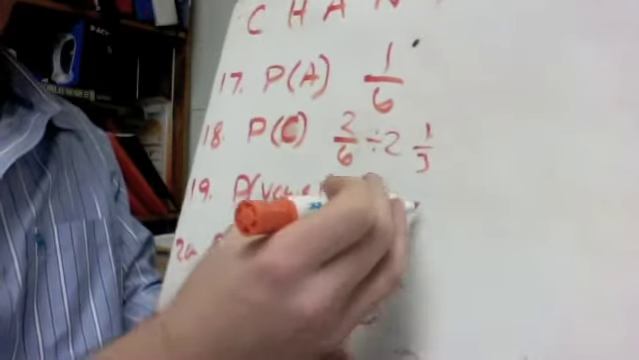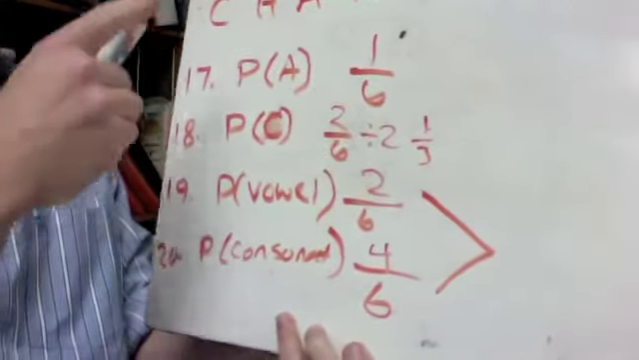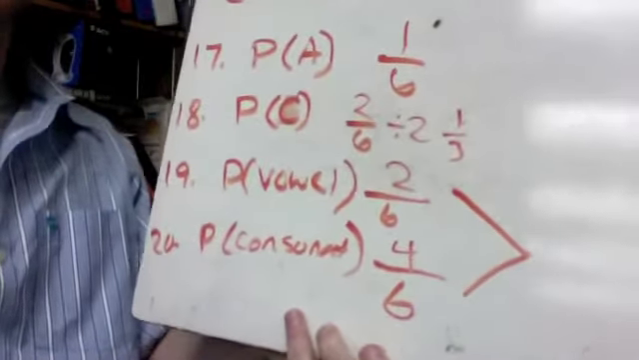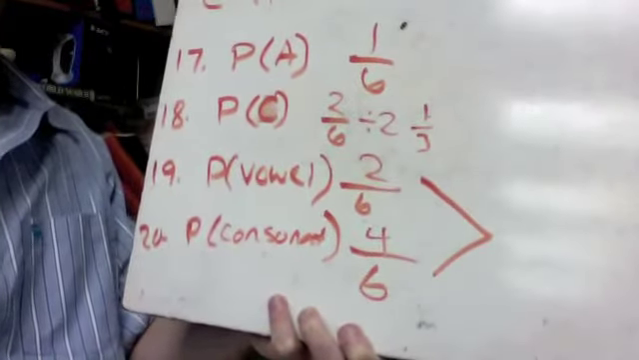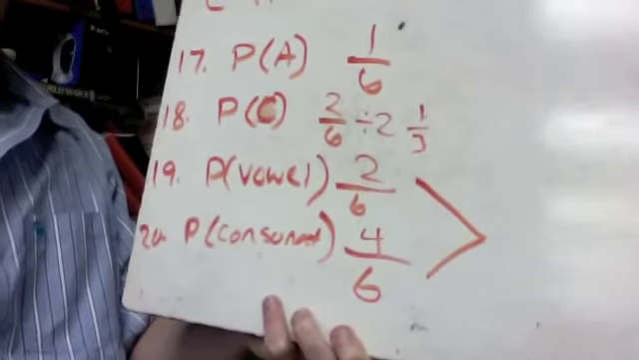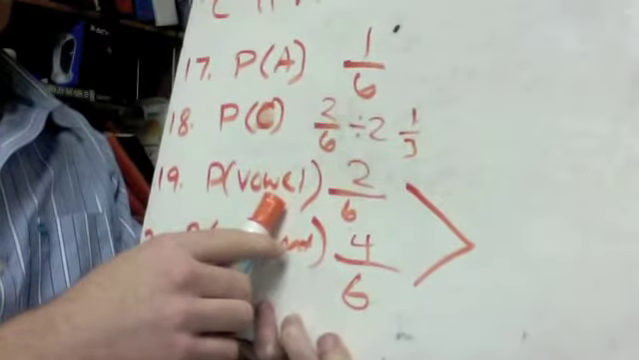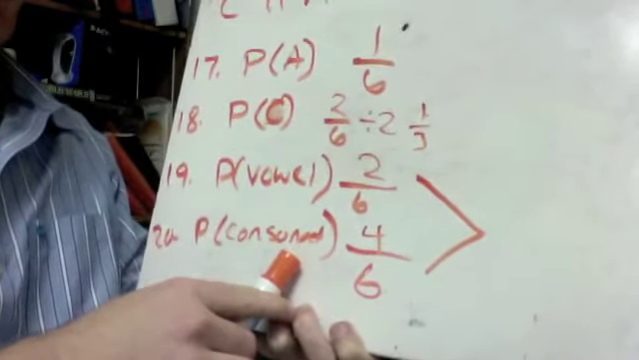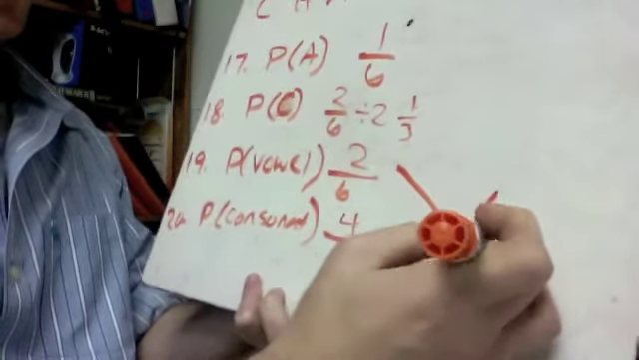Here's something to notice here. Look at these two. If you draw letters out of here, you are either going to get a consonant or a vowel. Okay? Those are like your two choices, basically. So if you really look at this, if you put the amount of vowels together and the amount of consonant chances together, 2/6 plus 4/6 is going to be 6/6.